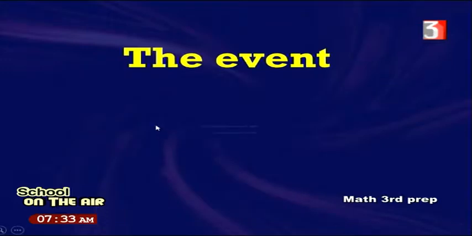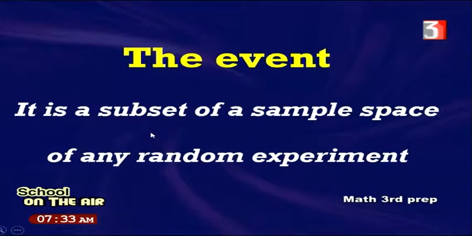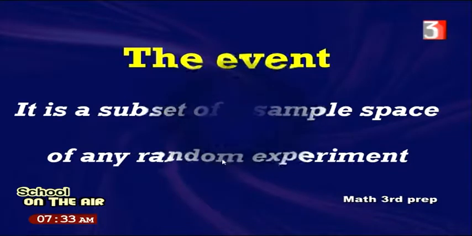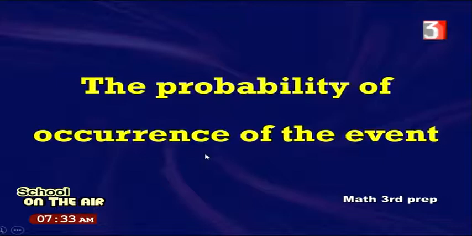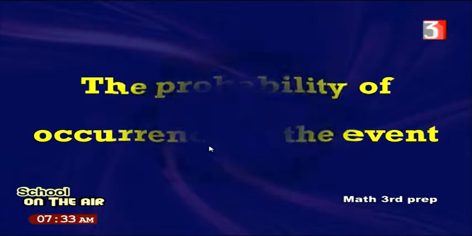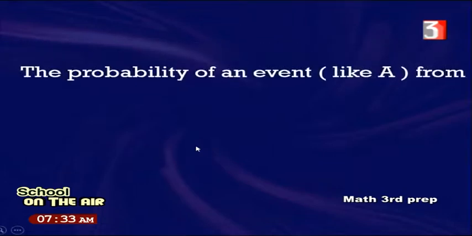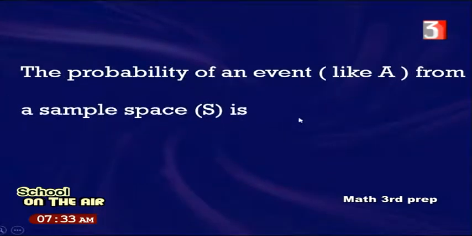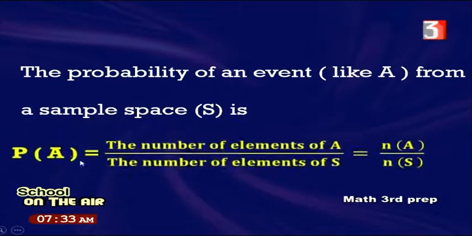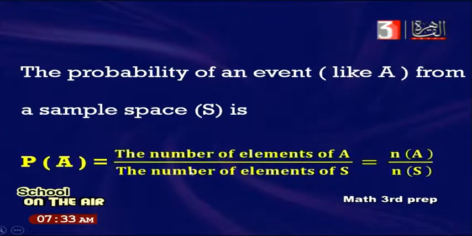The event. It's a subset of the sample space of any random experiment. The probability of occurrence of the event. To get the probability of any event like A from sample space S, P of A equals a fraction like this: number of elements of A divided by number of elements of the sample space S. It means that P of A equals N of A divided by N of S.